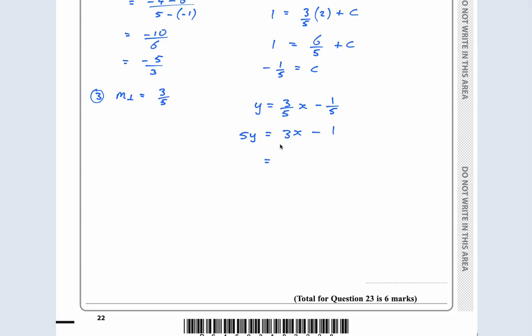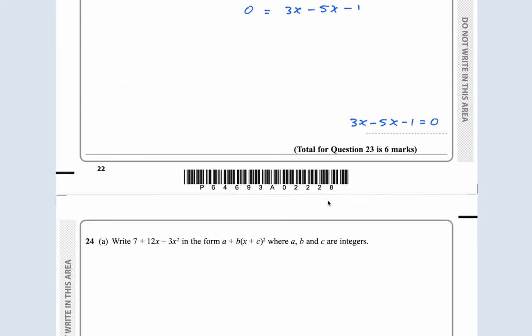And then I need it all on one side to equal 0. So I'm going to leave the 3x here. I'm going to subtract 5x, and I'm going to leave the minus 1 equals 0. And that's it. That's the correct answer. 3x minus 5x minus 1 equals 0.